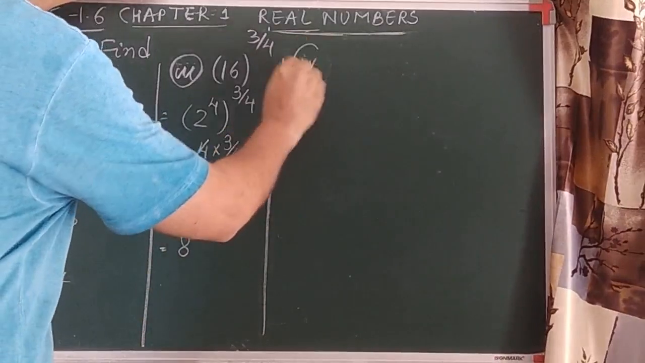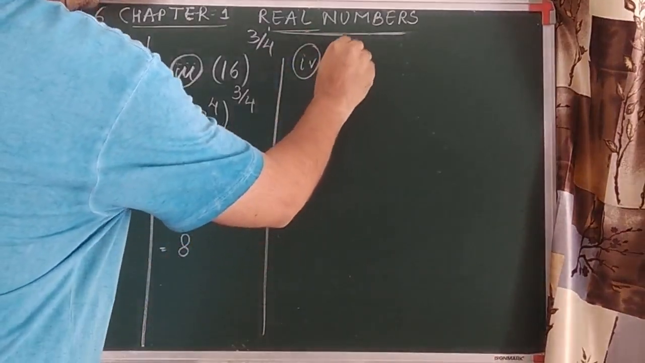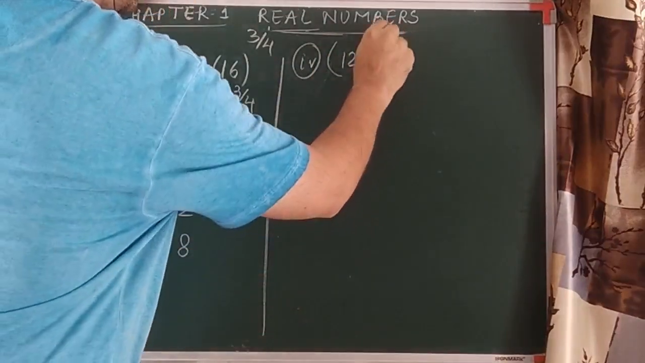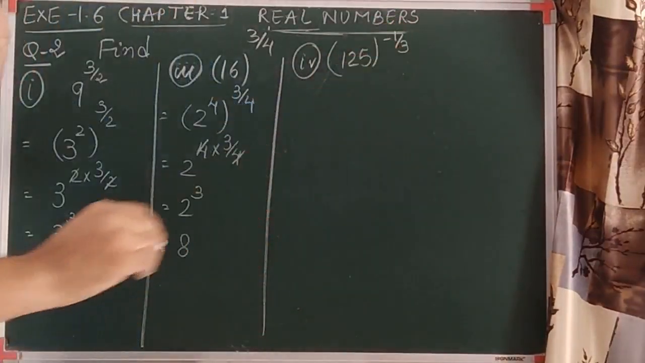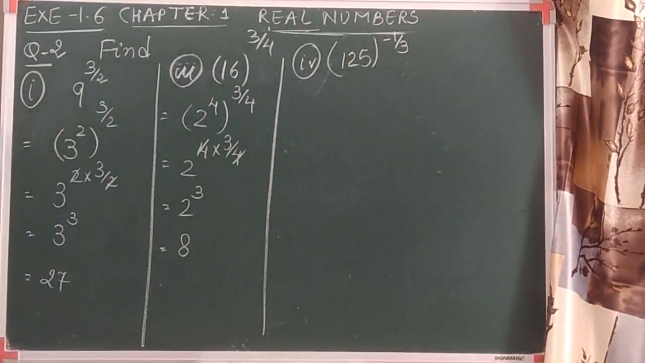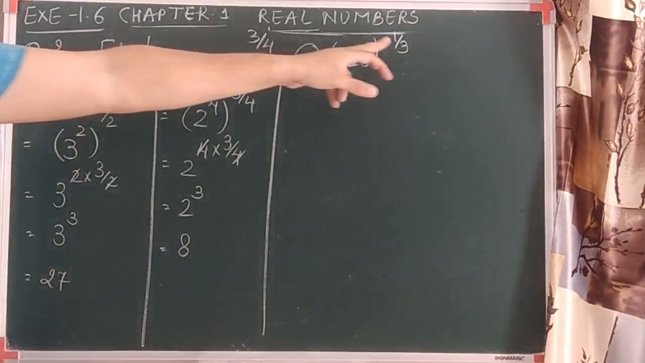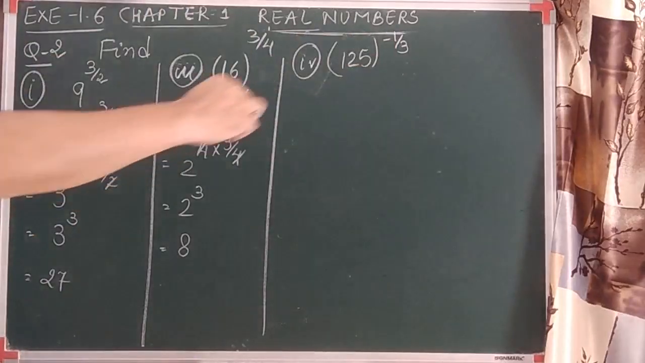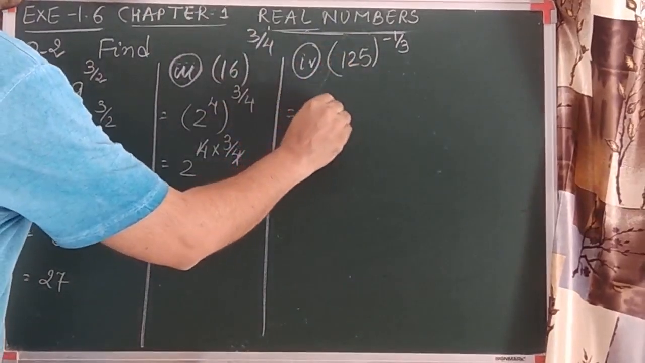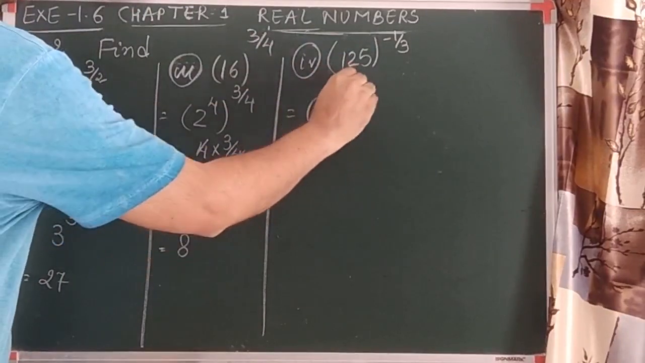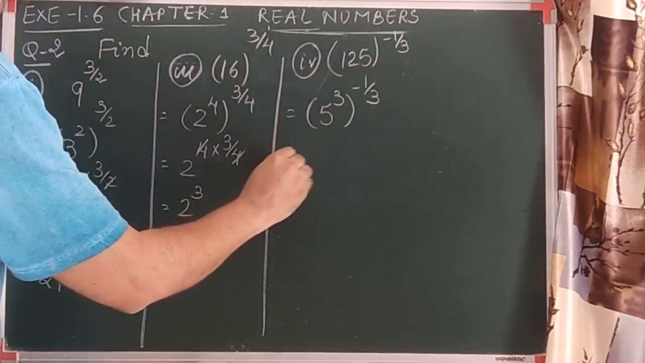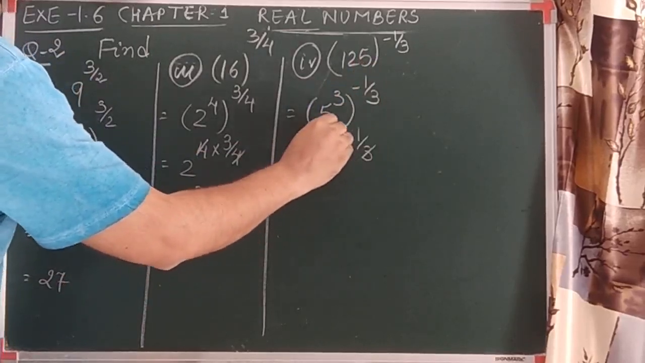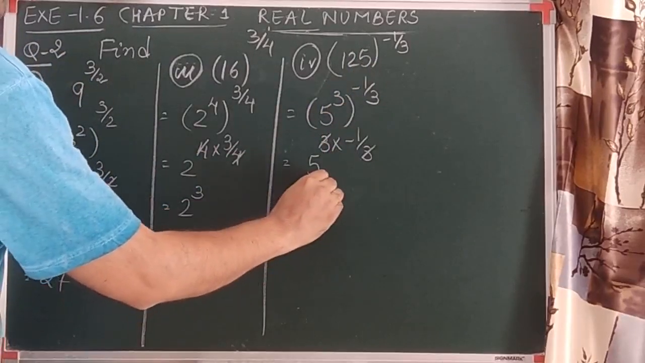This is an interesting and important question. It's 125 raised to minus 1 upon 3. Forget the negative power right now. अभी negative power को भूल जाओ. What is the denominator? 3. This must be the cube of some number. It's 5 raised to 3. It's minus 1 by 3. Again the power to the power should multiply. These both will be cancelled. So you have 5 raised to minus 1.